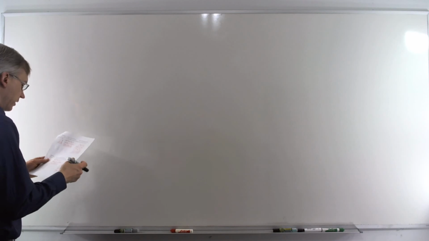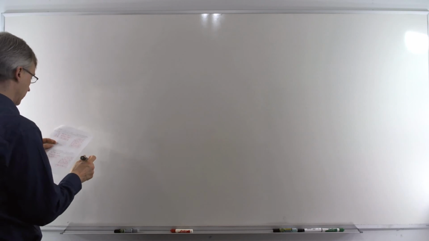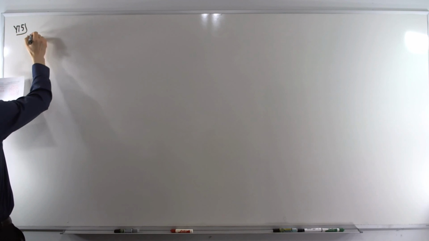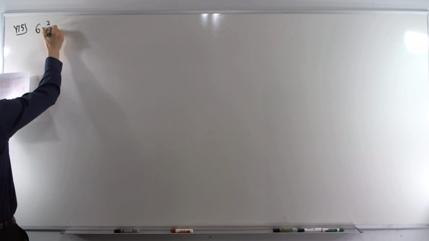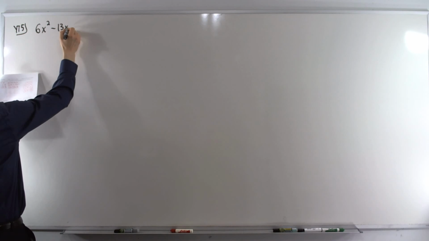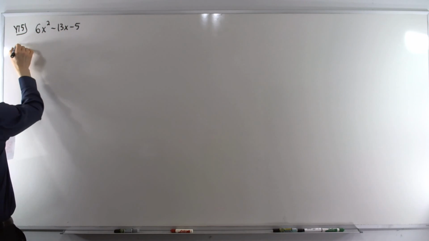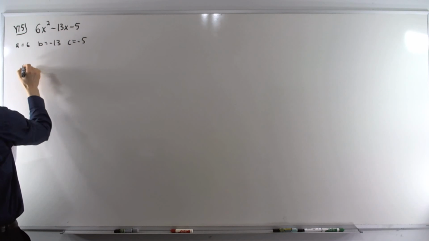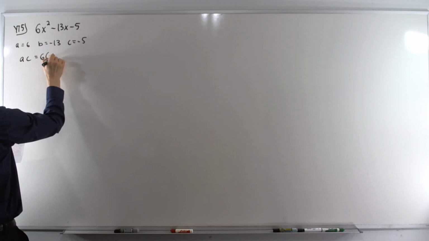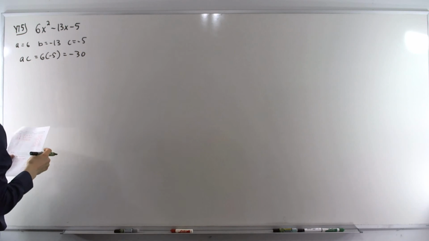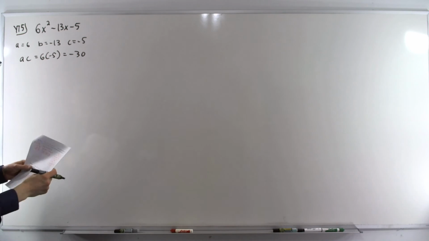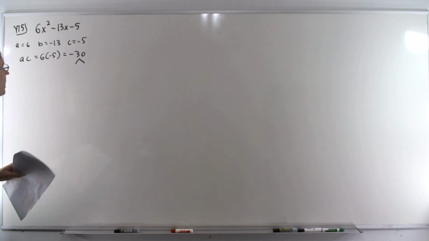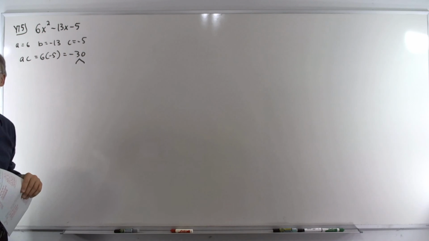All right, your turn number 5. Let's go back to the box method on this one. So A is 6, B is negative 13, and C is negative 5. AC, we got 6 times negative 5, so that's negative 30. So we need two numbers that multiply to get negative 30 and add to get negative 13.